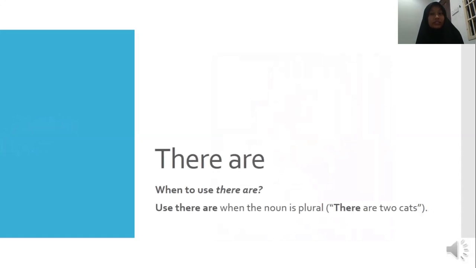Okay, now we will learn about there are. When to use there are? Students, you have to use there are when the noun is plural. For example, there are two cats. You have two cats right now, meaning that you have more than one object. You have more than one noun. So the noun is plural, and therefore you have to use there are.